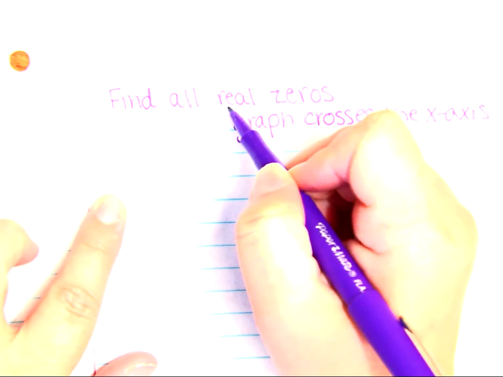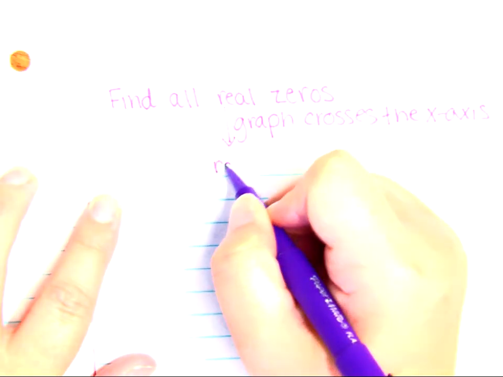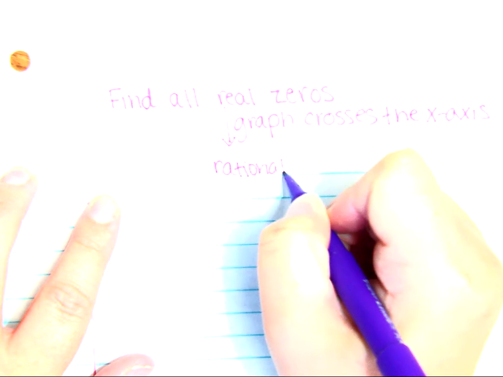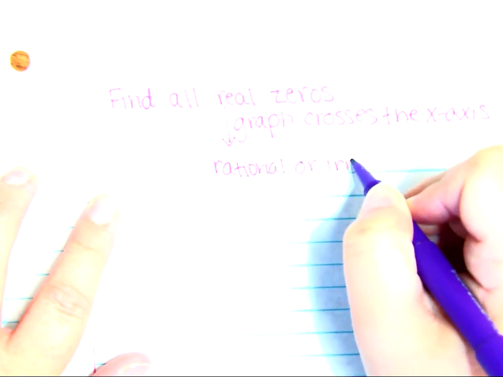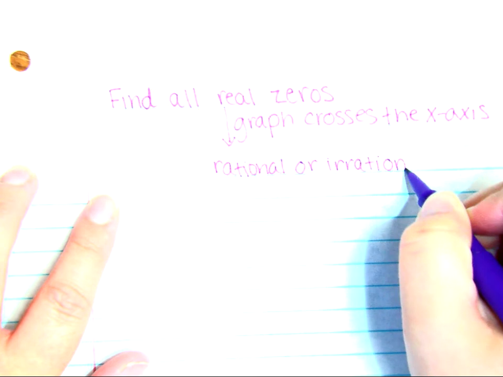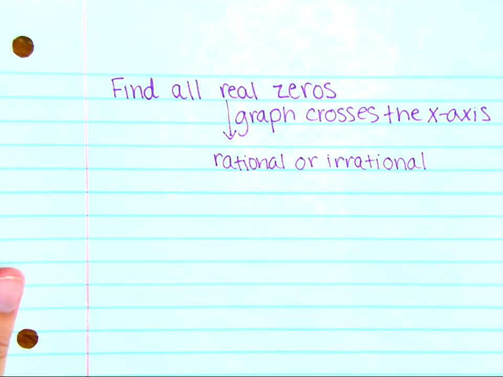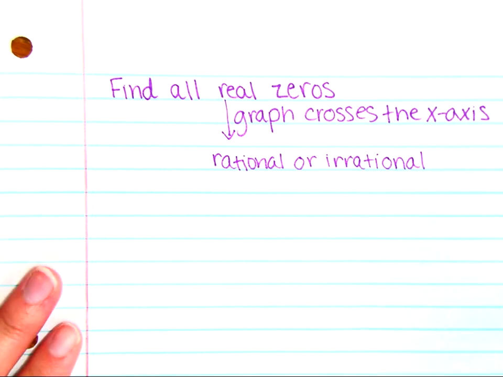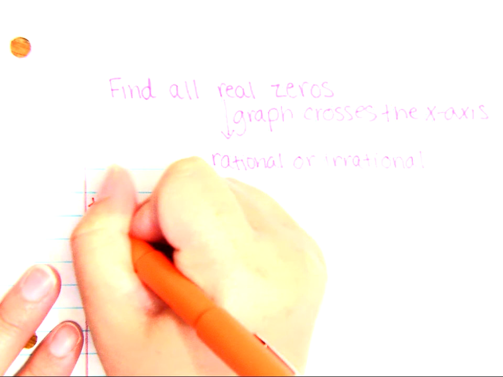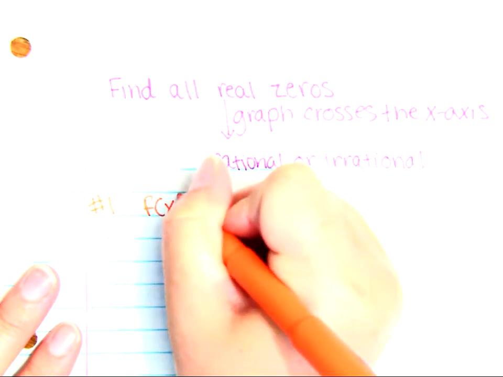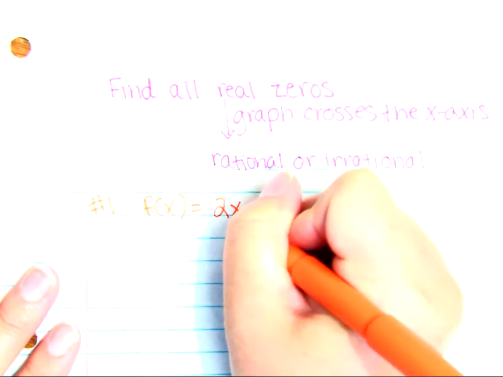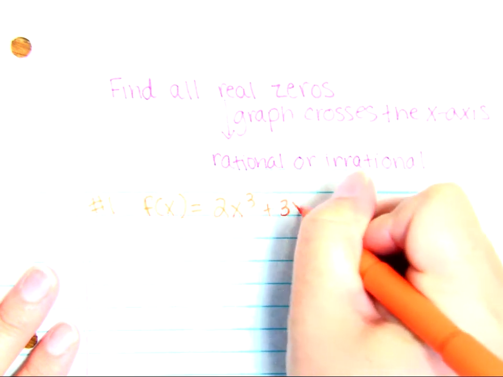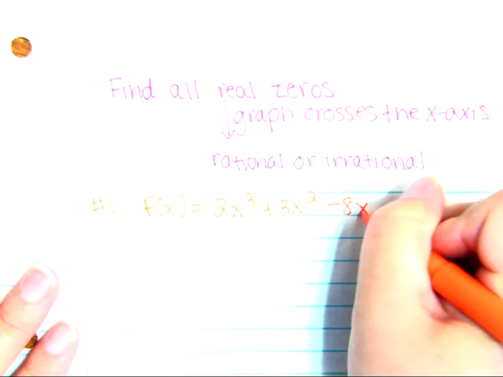Now, you need to remember that real can be rational or irrational solutions, okay? Meaning I could have some square roots, okay? So we're just going to get right into my first example. This will be the process you will have to go through when you're asked to find all the real zeros. So, number 1, f of x is equal to 2x cubed plus 3x squared minus 8x plus 3.